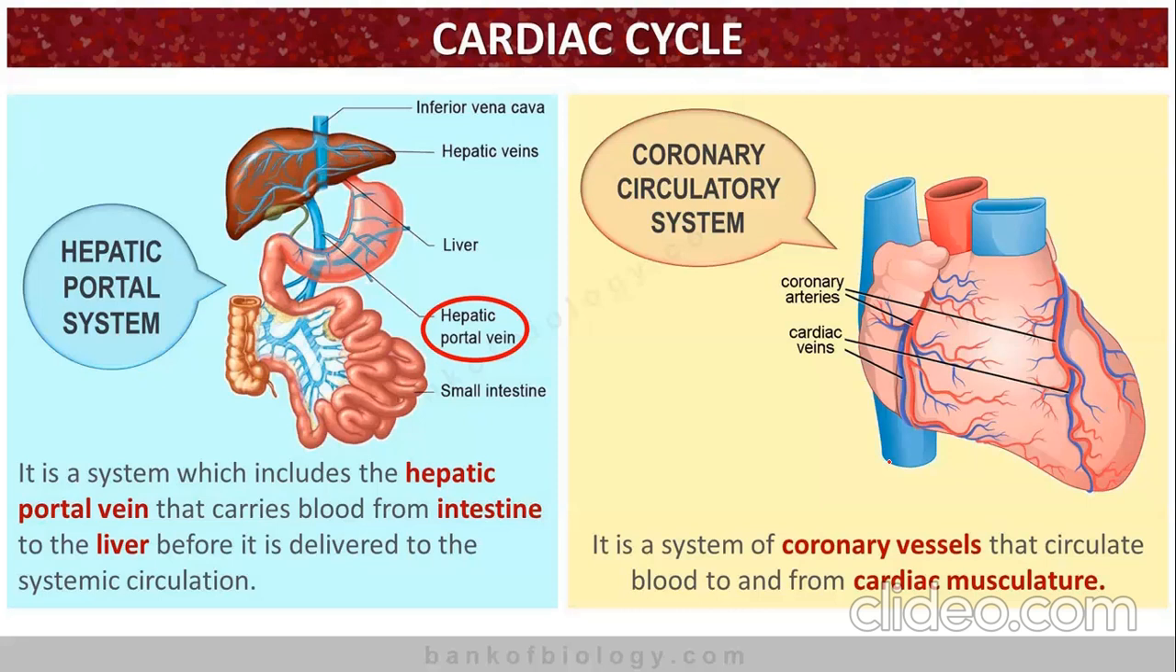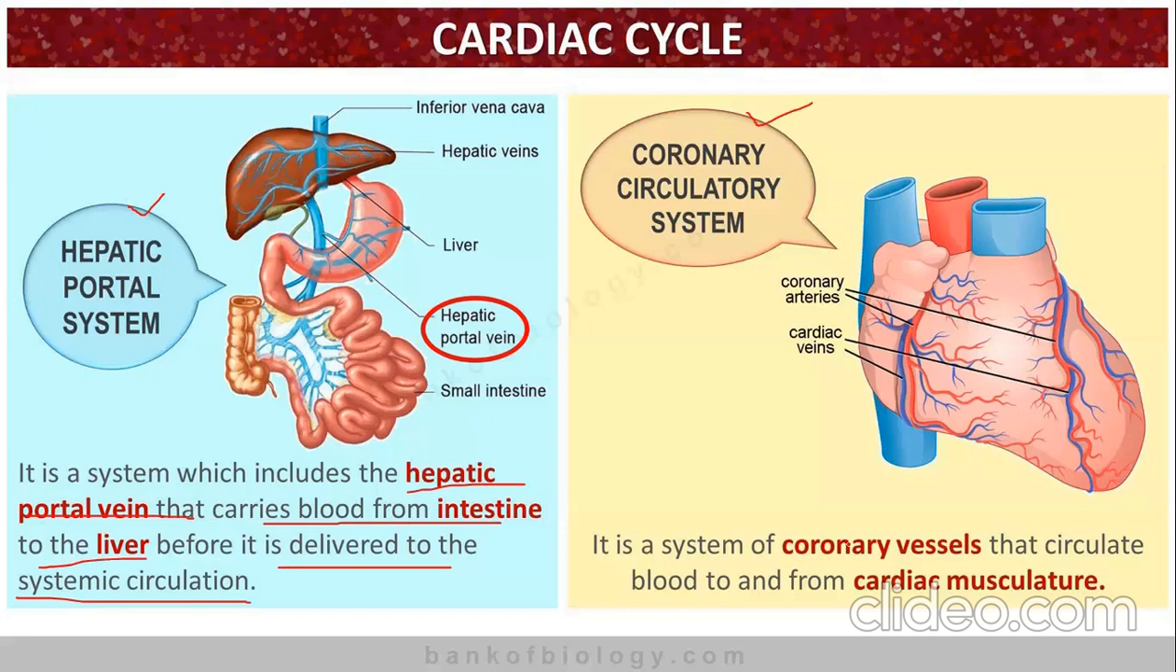Now when you take the cardiac cycle, there are two different systems which are associated with it. The one is the hepatic portal system and the other is the coronary circulatory system. The hepatic portal system consists of the hepatic portal vein that will carry the blood from the intestine to the liver before it is delivered to systemic circulation. So when I say cardiac cycle and relate these two, they do not directly take part in the cardiac cycle, but still they have a significance. So the hepatic portal vein carries the blood from the intestine to the liver before it is delivered to the systemic circulation.